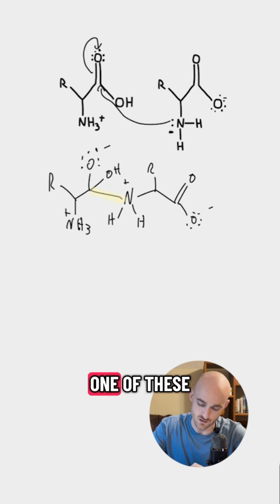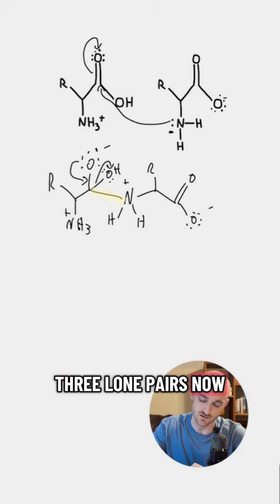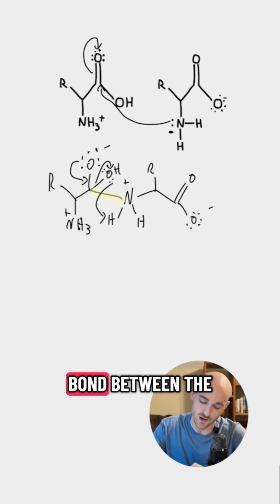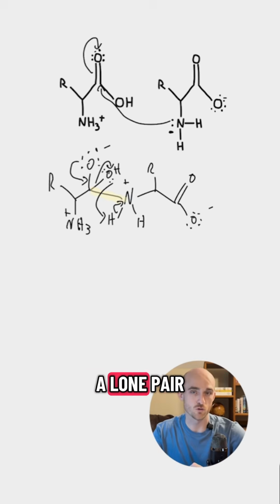Now what's going to happen is one of these lone pairs on the oxygen reforms the double bond, and that's going to kick off this OH group. And at the same time, the OH group, because it has three lone pairs now, is going to grab one of those hydrogens off the nitrogen. And then the electrons in that bond between the hydrogen and the nitrogen are going to move to the nitrogen and become a lone pair on the nitrogen.